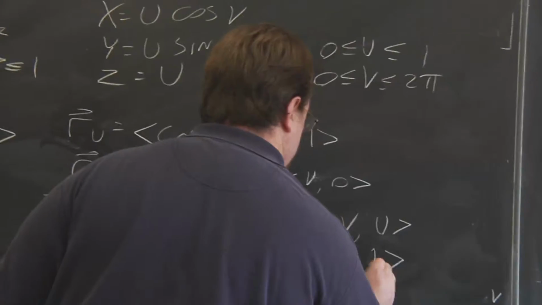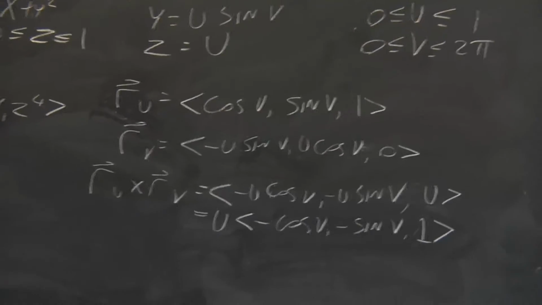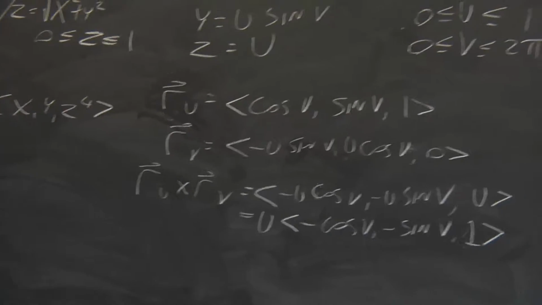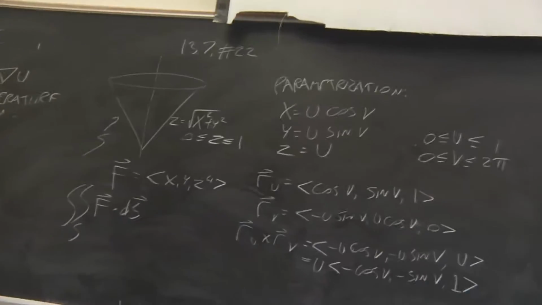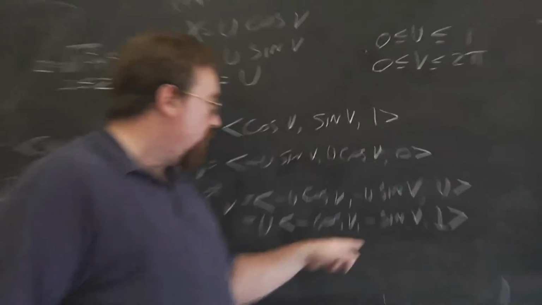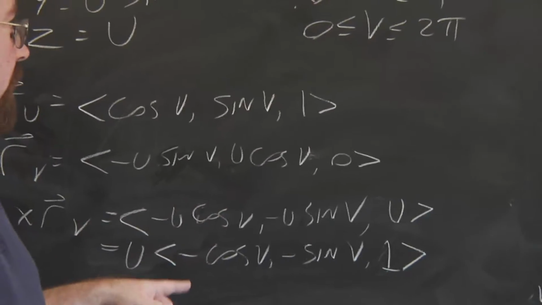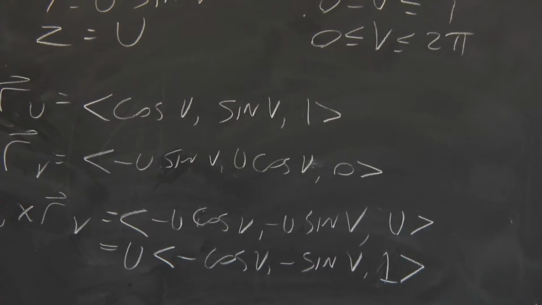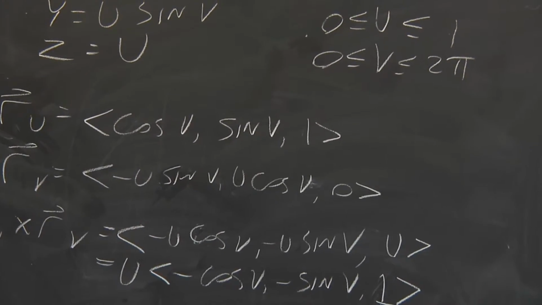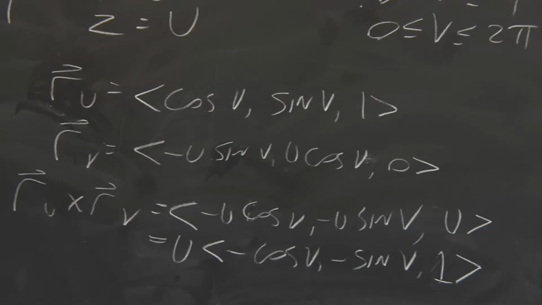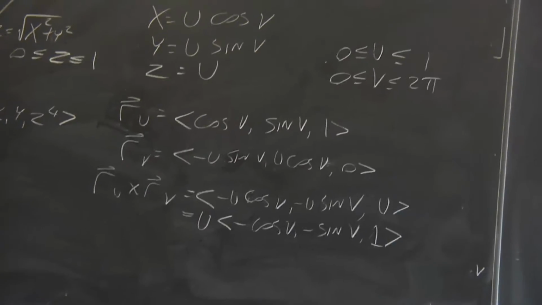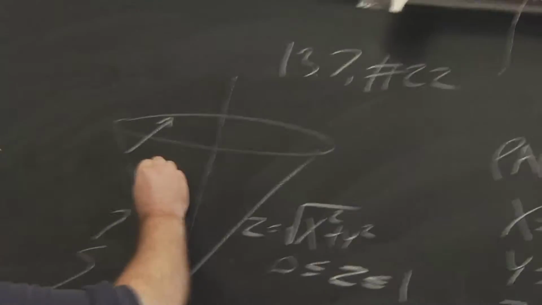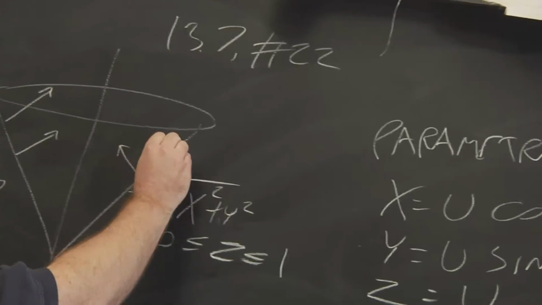Now, if we take a look at this normal vector that we get, notice that no matter what, since u goes between 0 and 1, the z component of the normal vector is going to be at least non-negative. It's going to be positive everywhere except right here at the point of the cone. So we get a normal vector that's pointing like this, at least in this direction.